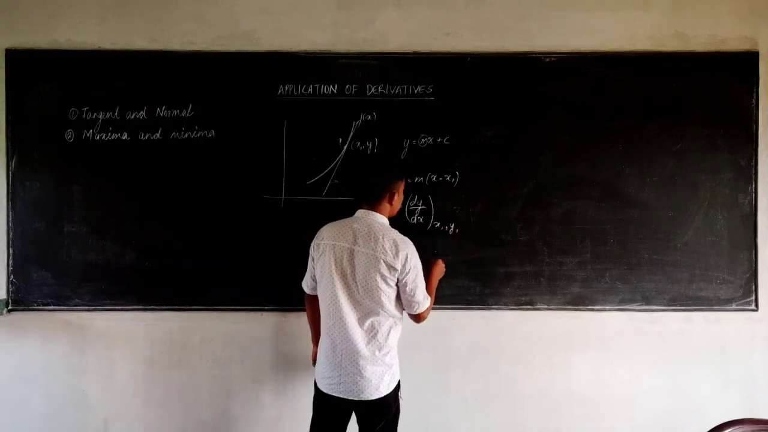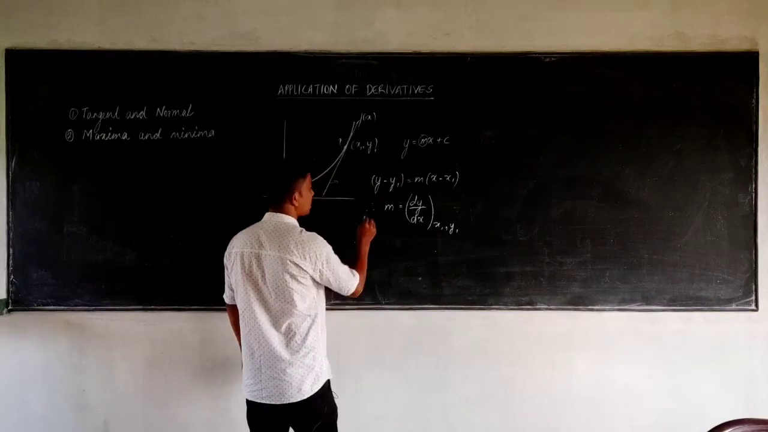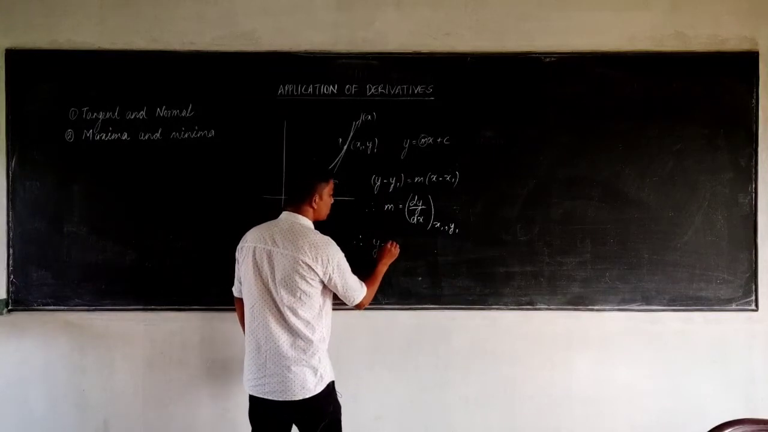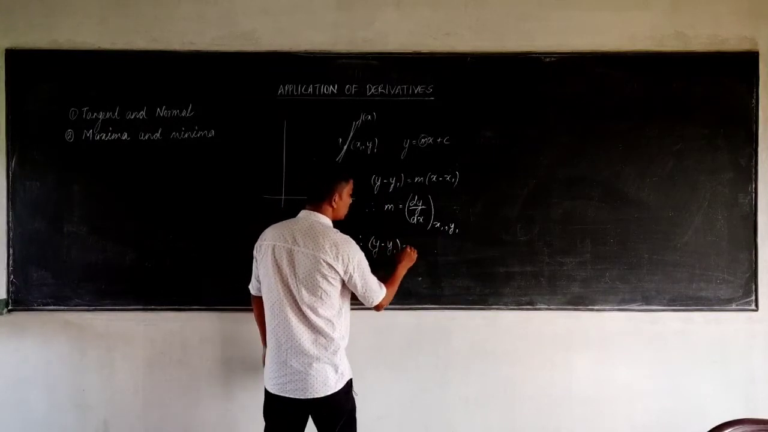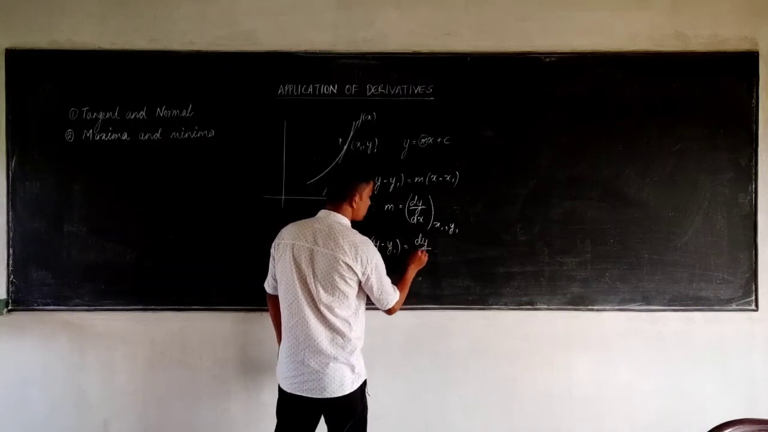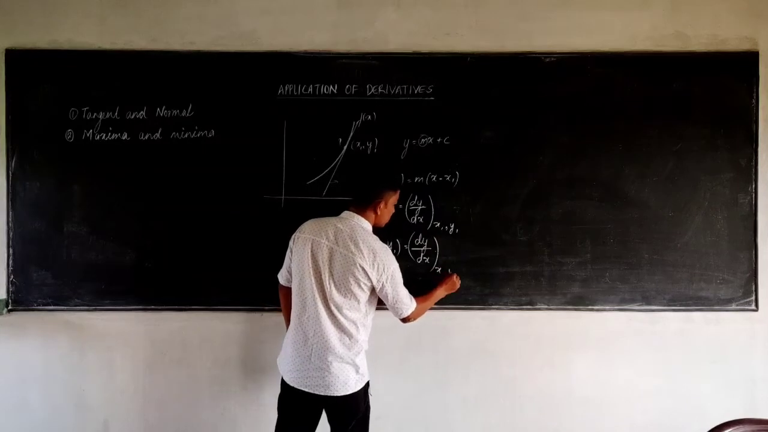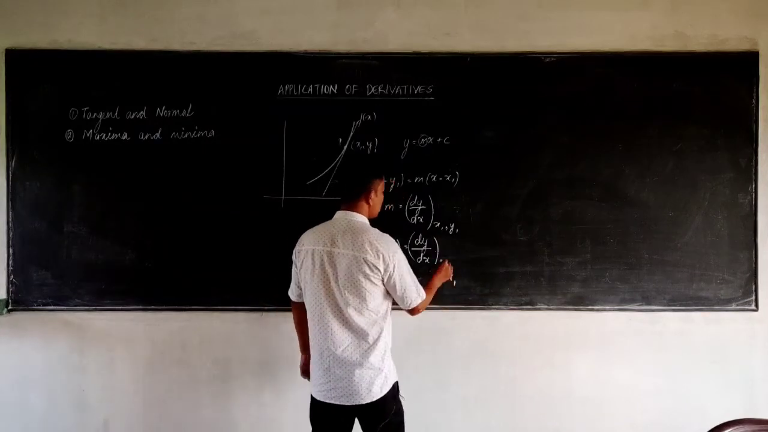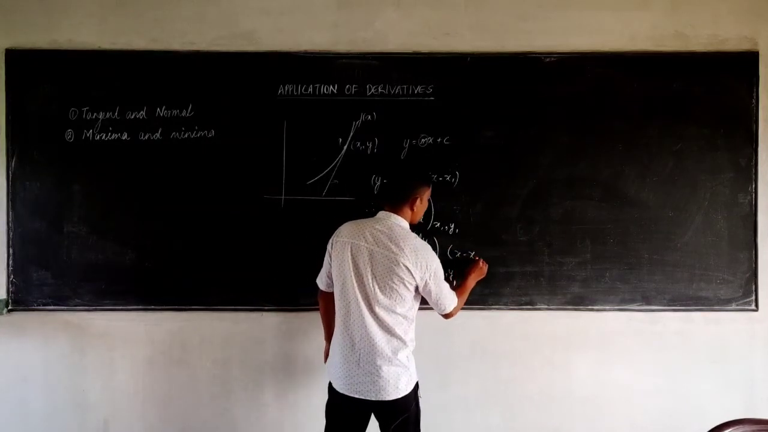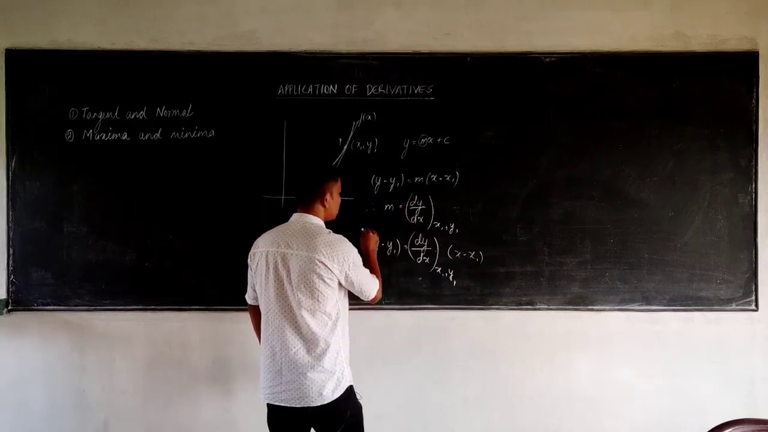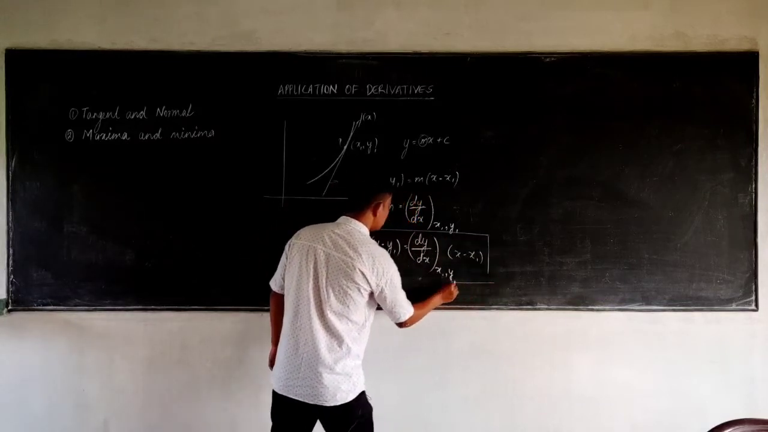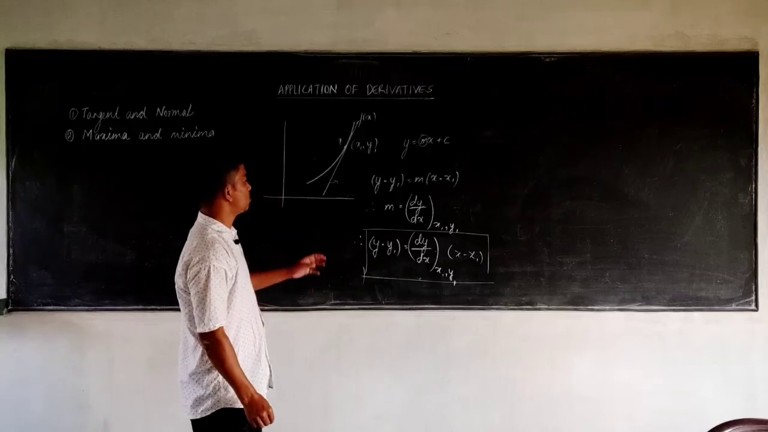So finally, the equation of the tangent will be y minus y1 equals dy by dx at the point (x1, y1) into x minus x1. Using this formula, we can easily get the equation of the tangent to the given curve at a point.